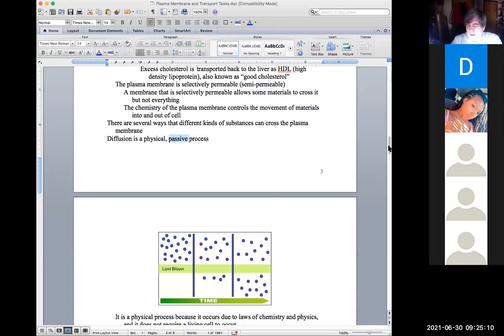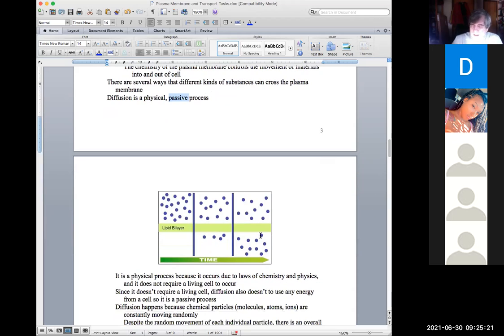If you just sit here and do nothing, diffusion will happen. So here's an example of diffusion. We've got our lipid bilayer, in other words, a plasma membrane, and it's this light greenish line. We have some sort of chemical, could be atoms, could be molecules, could be ions. And to start with, they're all on one side of the membrane.